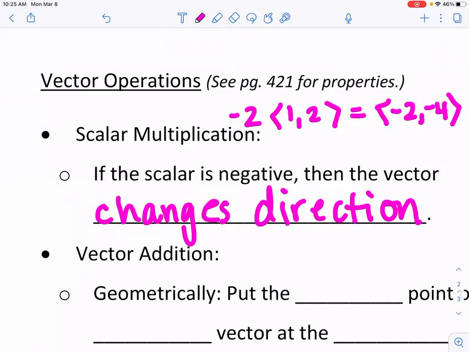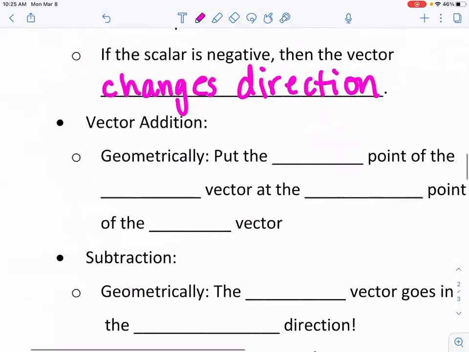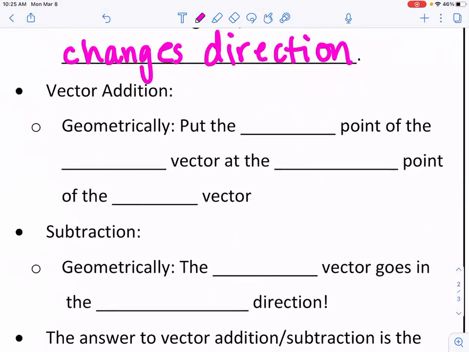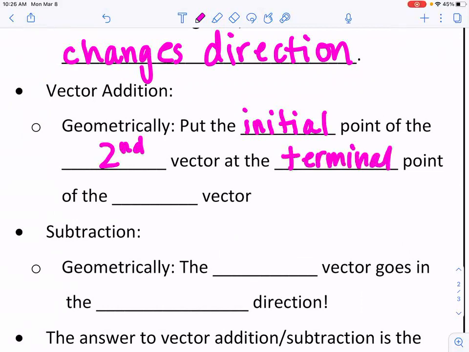Now, when we add vectors together, we are going to put the initial point of the second vector at the terminal point of the first vector. If I give you a problem, I think it's going to be pretty obvious how to add them together, but I want you to understand what's happening visually.